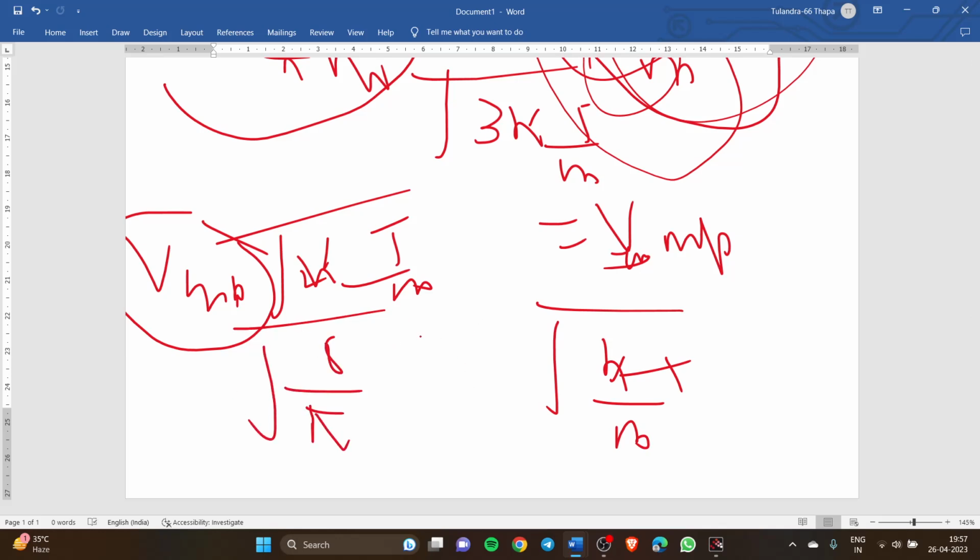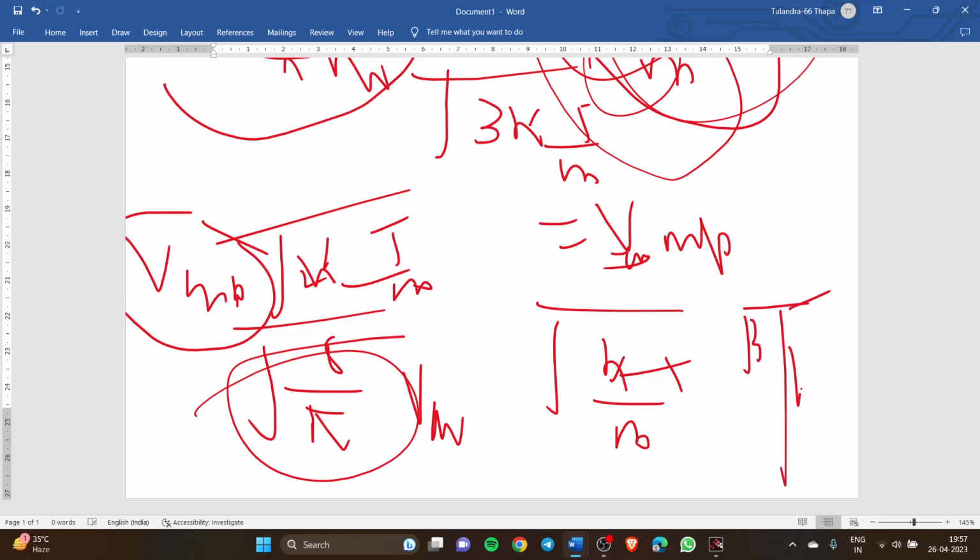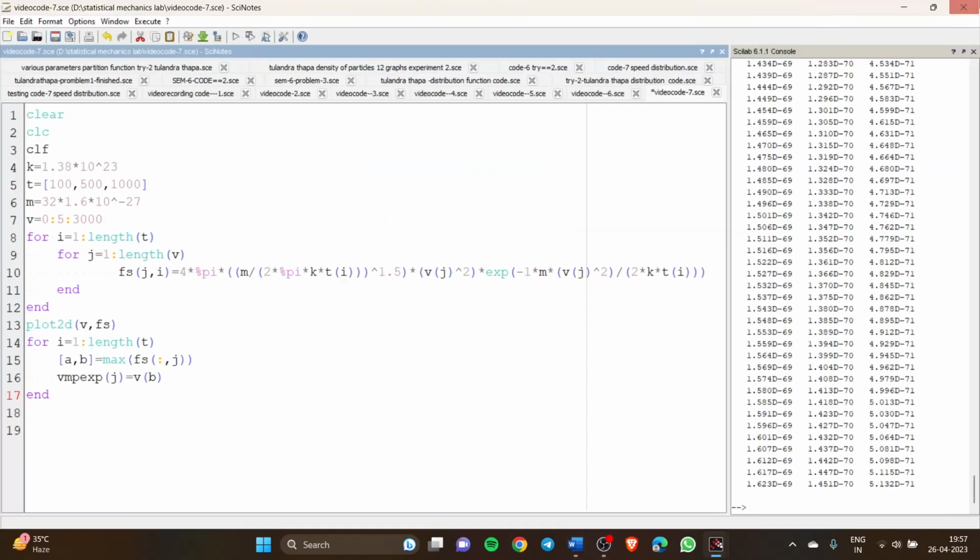So 8 by pi into kT by m will give us v average. So v average is equal to under root 8kT upon pi m, and v most probable is equal to under root 2kT upon m, and v rms we can calculate by multiplying root 3 into under root kT by m. So it is as simple as that, and then we can see whether these two values are coming out to be the same or not.